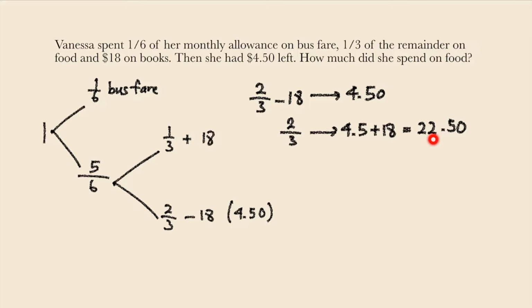How much did she spend on food? Well, this is the portion spent on food, yeah, 1/3. So we can just divide by 2 to obtain 1 unit out of 3. 22.50 divided by 2, we get 11.25. So this is what we're interested in, food. So not always do we have to go all the way to the beginning to find out what was at the beginning, yeah? It depends on the question. And that's the end of question 1.